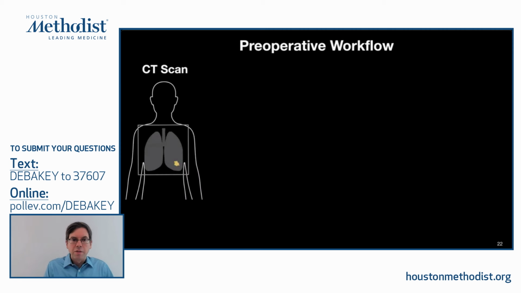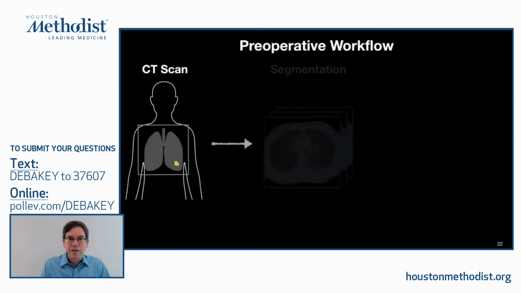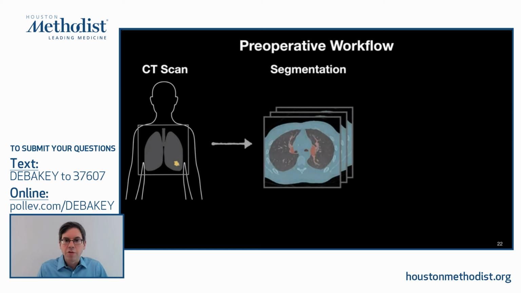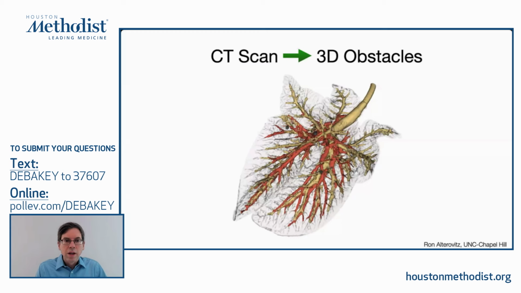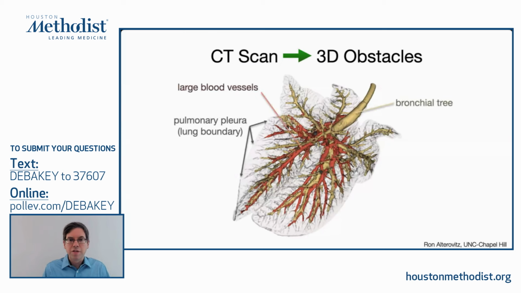So in our workflow, we first take a preoperative CT scan, and then we segment the anatomy to construct an environment for our motion planning algorithm. From the CT scan, we can automatically segment the relevant obstacles, including the large blood vessels, the pulmonary pleura, which is the outer membrane of the lung, and the bronchial tree. We can also segment non-critical structures that would be nice to avoid if possible, like smaller blood vessels, which can be encoded in a cost map for comparing feasible plans.